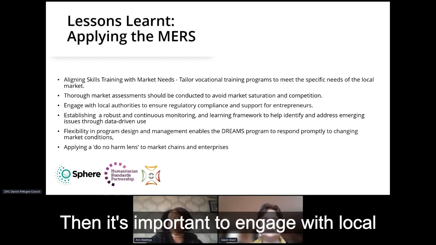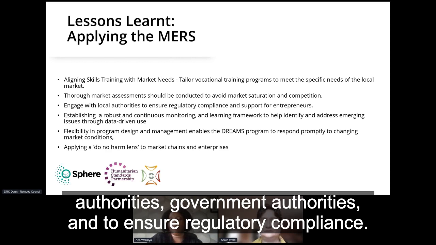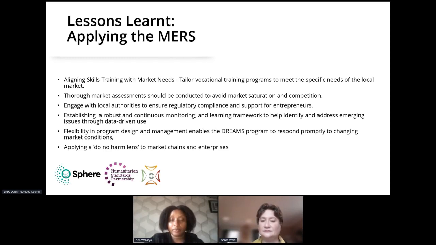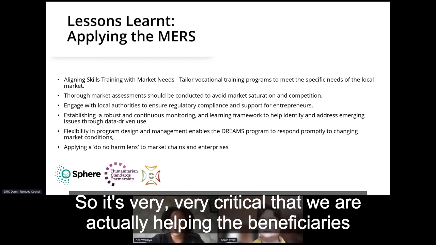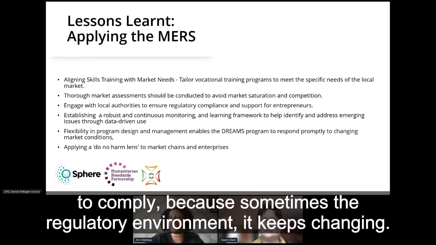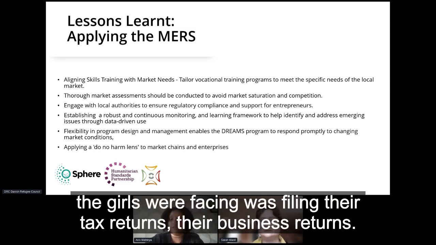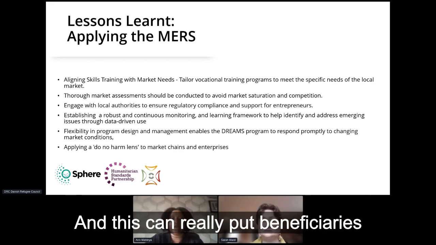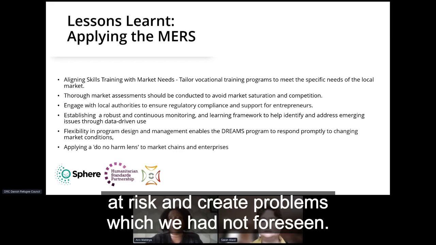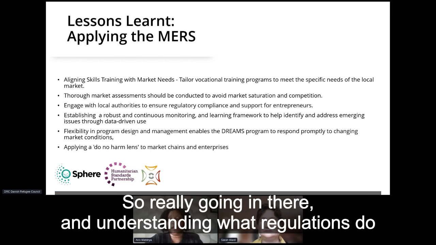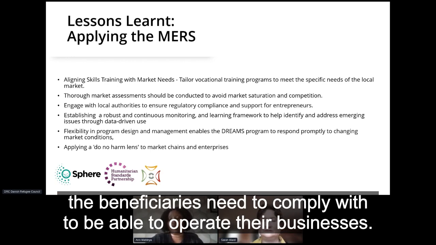Then it's important to engage with local authorities, government authorities, and to ensure regulatory compliance. It's very critical that we are actually helping the beneficiaries to comply, because sometimes the regulatory environment keeps changing. Some of the challenges the girls were facing was filing their tax returns, their business returns. And this can really put beneficiaries at risk and create problems which we had not foreseen. So really going in there and understanding what kind of regulations the beneficiaries need to comply with to be able to operate their businesses.